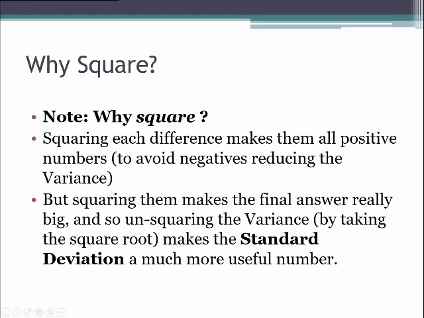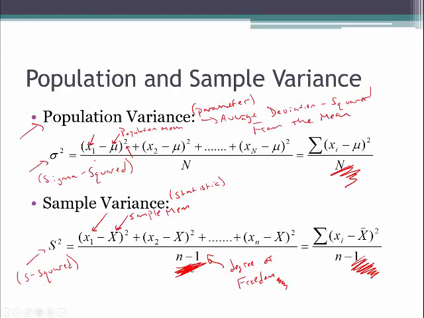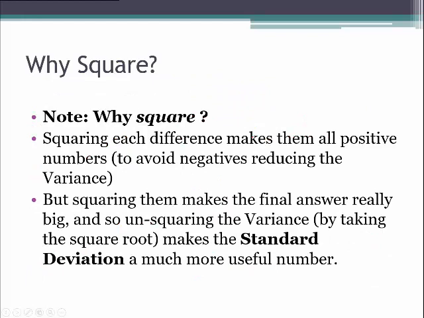So why square? Squaring each difference makes them all positive. That's what we want, because if you were to not square them, you'd have some positive, some negative numbers. The sum in the numerator, if you didn't square it, would actually be 0, so that doesn't tell us anything. But squaring makes the final answer really big, so unsquaring the variance, taking the square root of the variance, makes what we call the standard deviation a more useful number.